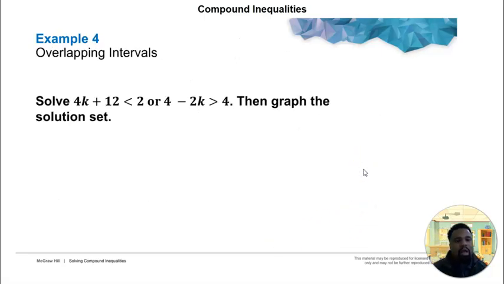All right. Overlapping intervals. So let's take a look. Solve these the same way we would with the OR, right? So what we do is subtract 12 on both sides. That gives you negative 10. So 4k is less than negative 10. And then you want to go ahead and divide both sides by 4. Then we got k is less than negative 10 fourths. Negative 10 fourths is negative 5 halves. So however you want to write that.